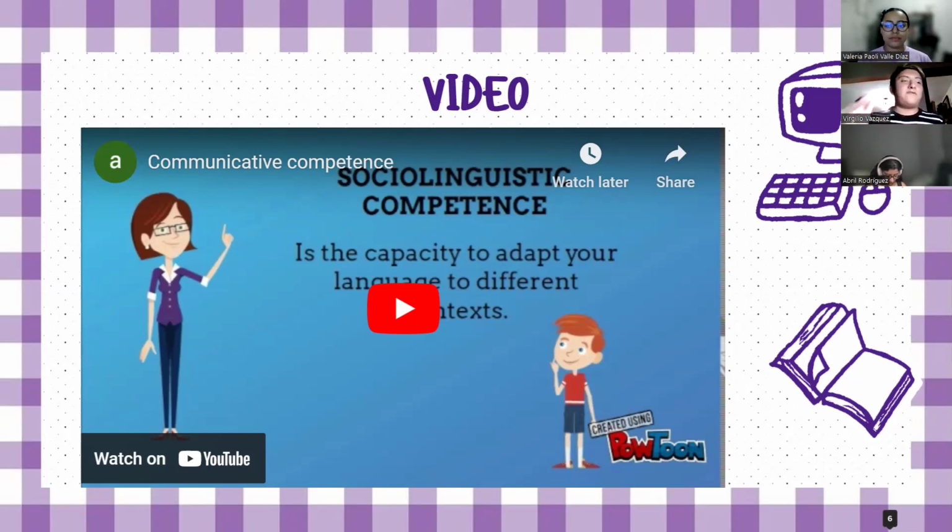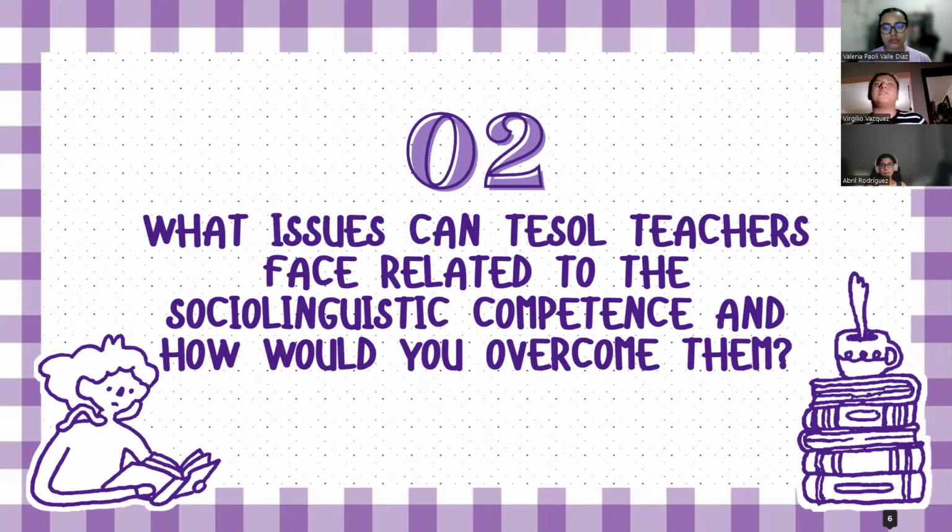So now I have another question, and I want you to speak more, because this is the one that is really important for you, because we're going to be English teachers. So now you have 3 minutes to answer this question. The question is, what issues can TESOL teachers teaching English to students of other languages face related to sociolinguistic competence, and how would you as a future teacher overcome them?